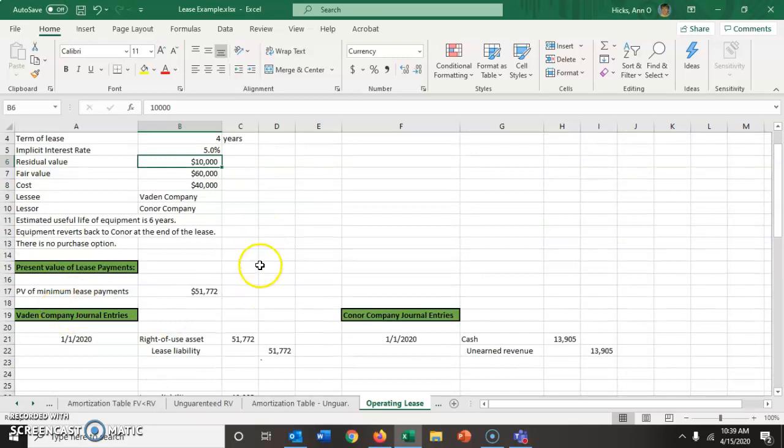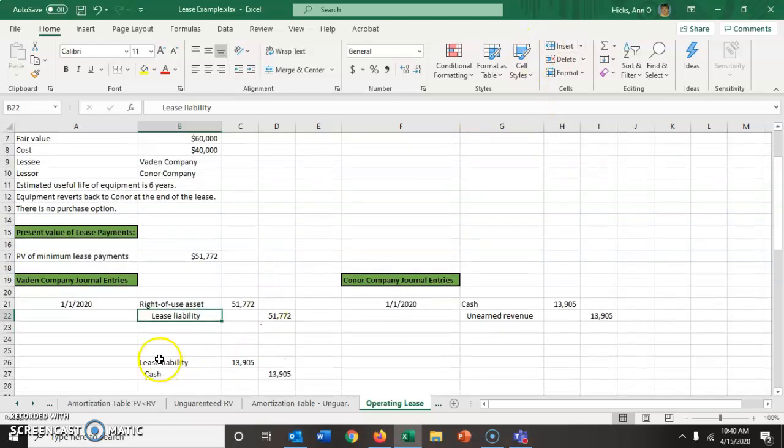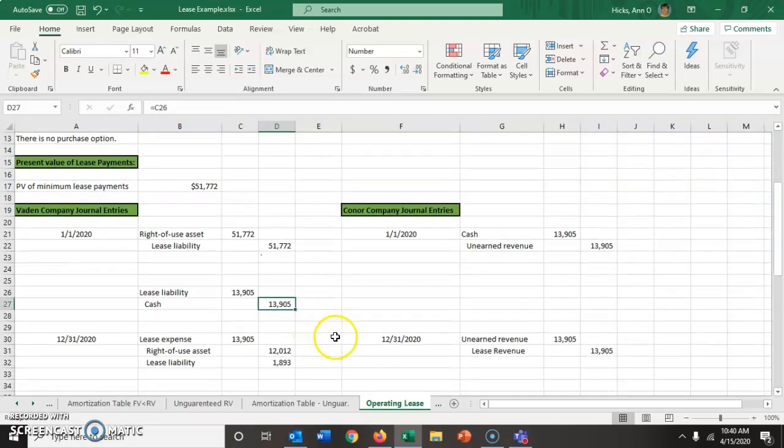Let's first look at Vaden Company. On January 1, 2020, we'll record just like we do always, and that is debit the right of use asset and credit lease liability. The thing to remember here is even though it's an operating lease, we still, according to FASB, are going to capitalize the asset under the assumption that we have procured the right of use of that asset, or we are procuring it over time. We will, on January 1, make our first payment, which is $13,905, nothing different there.